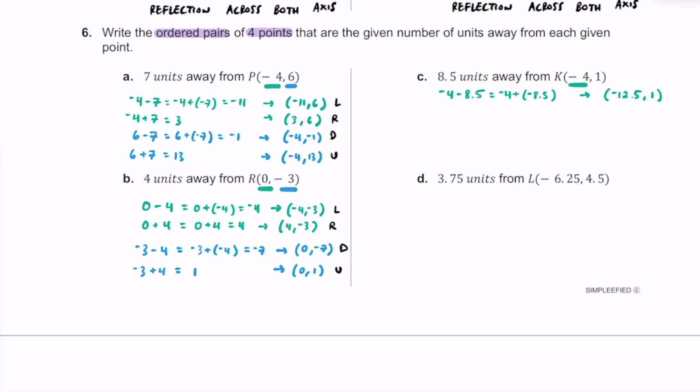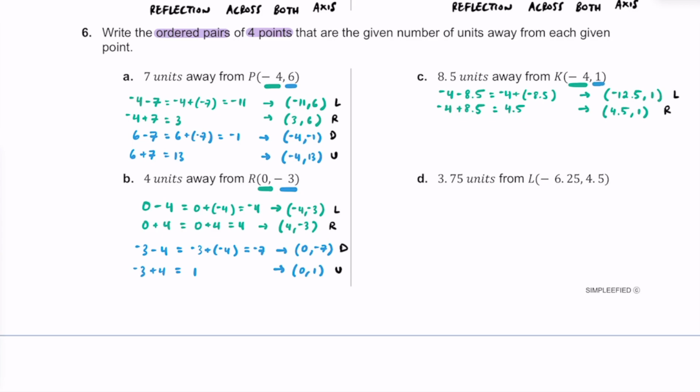So it's going to be negative 12.5, 1. We keep the same y coordinate there. Now, if we want to go to the right, we take this x coordinate and we add 8.5 here. If we're adding a negative plus a positive, we actually subtract. So 8.5 minus 4 is going to be positive 4.5. So if we look at these new coordinates here, this is going to be positive 4.5, 1, right? So the first one we went to the left, and the second one we went to the right.